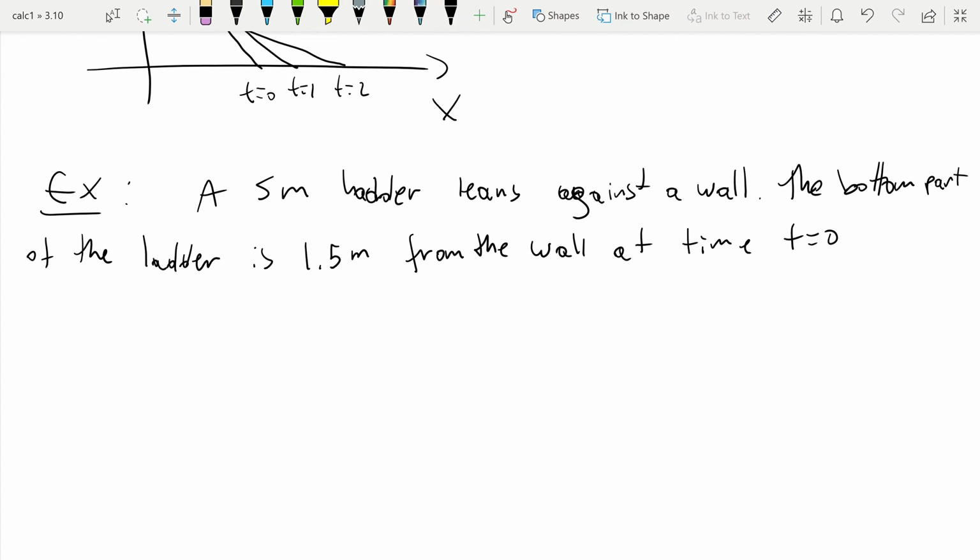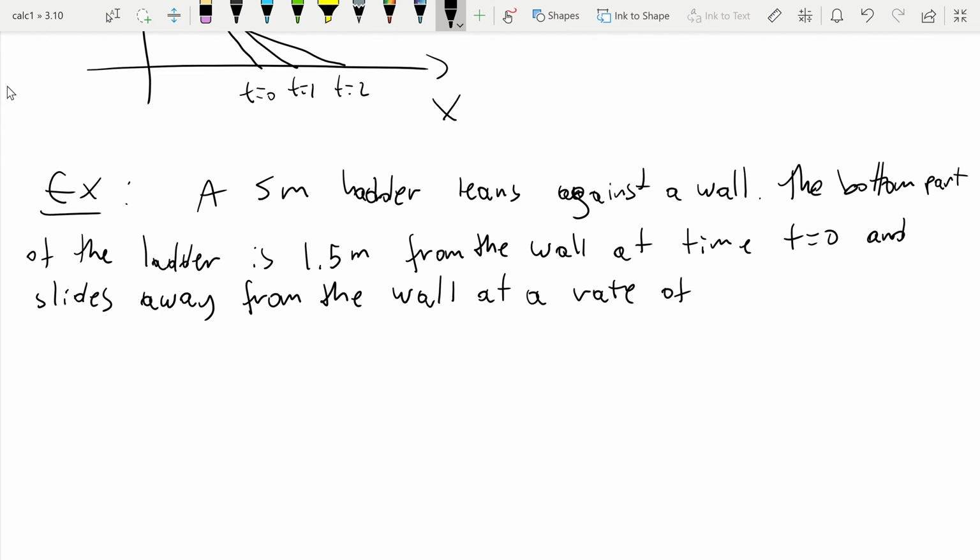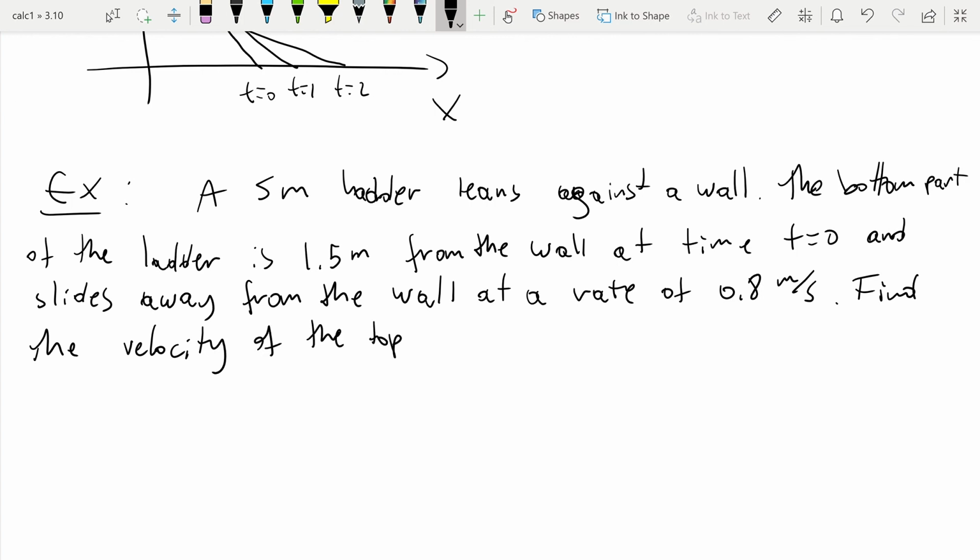And it slides away from the wall at a constant rate, at a rate of 0.8 meters per second. And we're asked to find the velocity of the top of the ladder at time t equals 1.